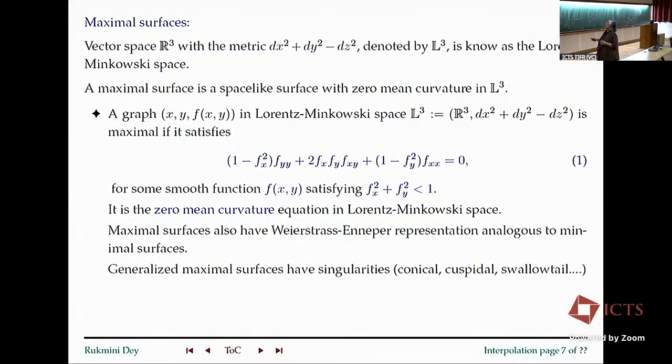And in Lorentz-Minkowski space, this is the maximal surface equation, and we want it to be space-like. And so this is the mean curvature equation in Lorentz-Minkowski space, and they again have a Weierstrass-Enneper representation. But generalized maximal surfaces can now have singularities because there is a negative sign here. So we can have singularities, conical, cuspidal, swallowtail, and so on.